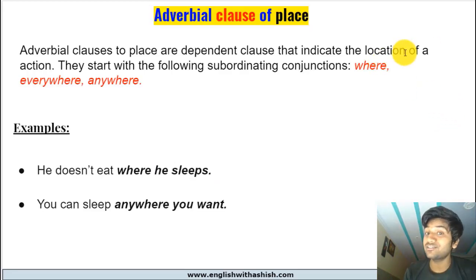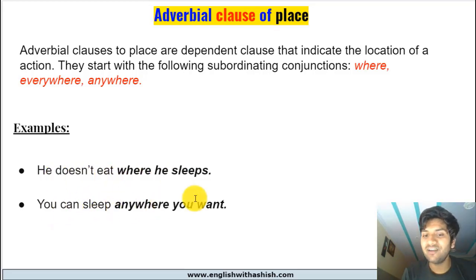Now, adverbial clauses of place. Adverb clauses of place are basically dependent clauses that talk about the place of an action, and these start with the following subordinating conjunctions: where, everywhere, and anywhere. Look at these examples. He doesn't eat where he sleeps. So where he sleeps, the place where he sleeps, he does not eat there. This entire clause, where he sleeps, which is a dependent clause, is working as an adverb of place, talking about the place of the action eat.